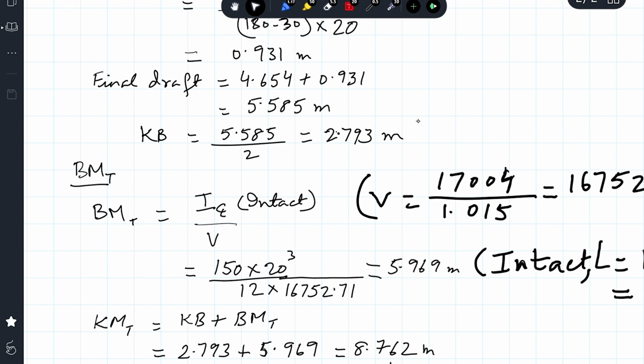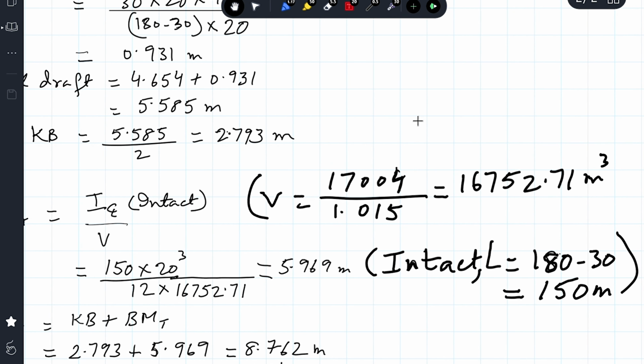So here, the new displacement after bilging was 17004. After we discharged that 4,900 tons of seawater, it was 17004. Divided by the density of seawater. Displacement upon density of the seawater will give underwater volume, 16752.71 meter cube. And this is how I just wrote in the slide.